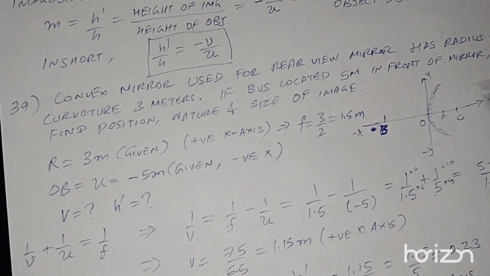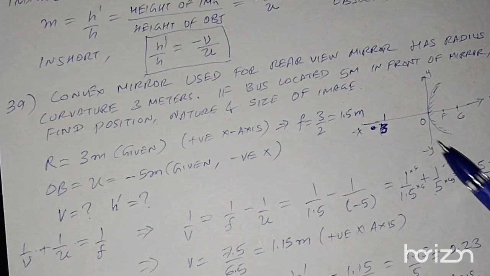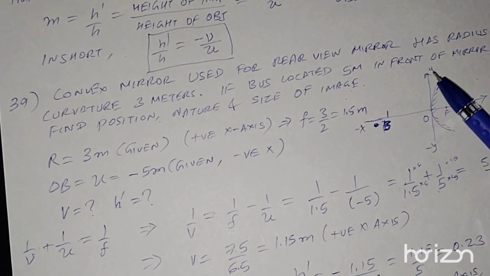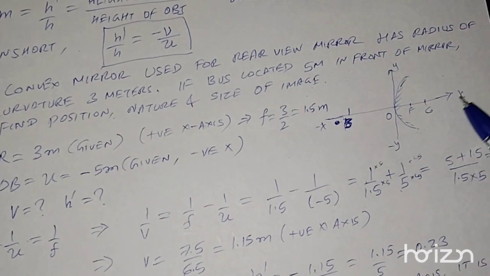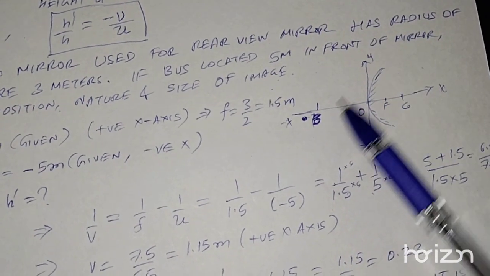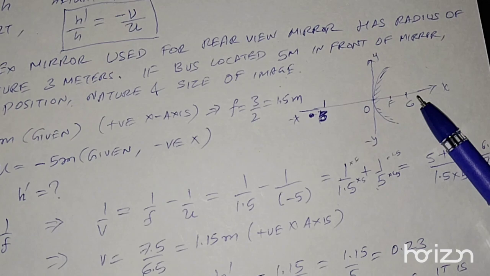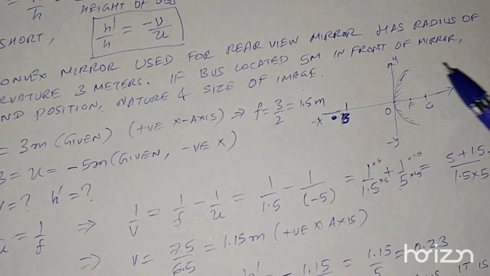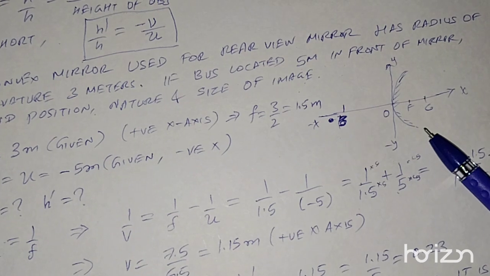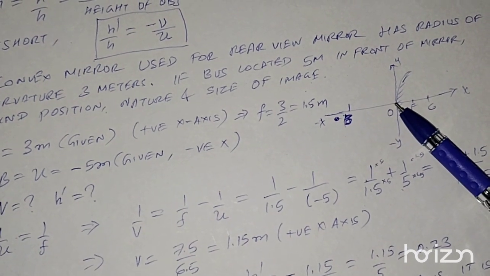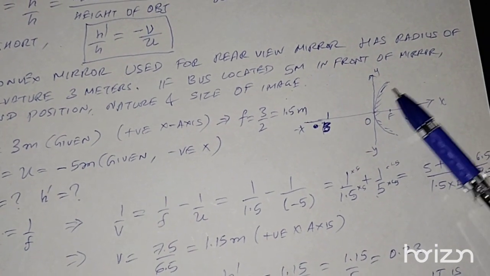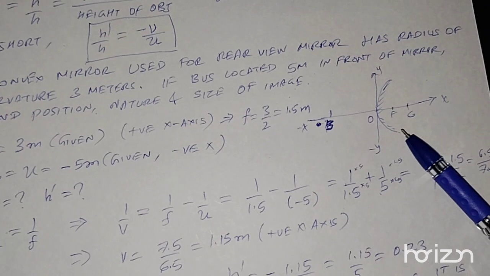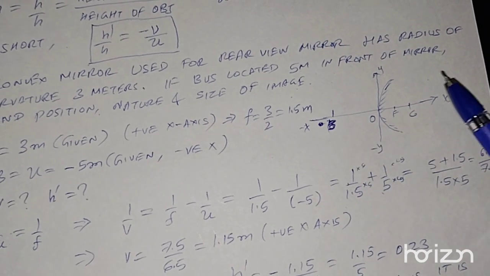To solve this problem, first you should put the coordinate system. Here I have put it here. You can see that this is minus x to x, this is minus y to y. This coordinate system I have roughly drawn, and it is a convex mirror used as a rear view mirror. When you draw a convex mirror with the origin at its pole, you can see that this side is not the reflecting side, this side is the reflecting side.